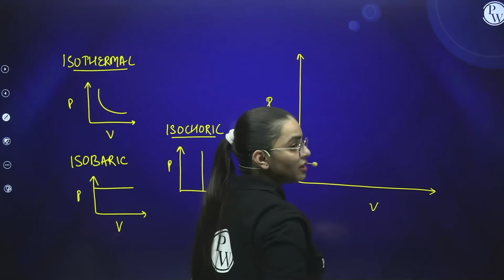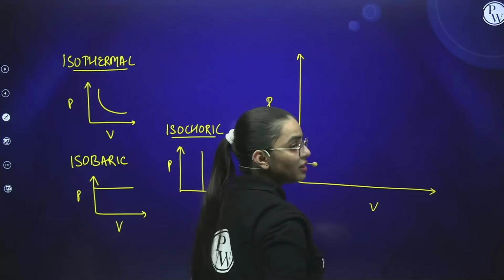Is it clear to you? I hope this is clear to you. When delta V comes out to be 0, you know that W is equal to minus P external delta V. Now delta V comes out to be 0, so W also comes out to be 0. That means work done in the isochoric process comes out to be a 0 value.